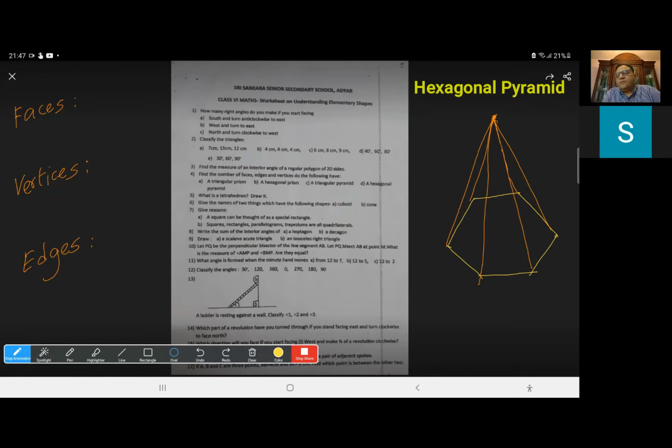How many faces? When hexagonal, one is the base, right? And because it is 6, there will be 6 vertical triangles. Do you see that? So faces will be 1 plus 6, which is 7. So that way it becomes easier for us to calculate. How many vertices? 6 at the base plus 1, right? So always 1 on the top and 6 on the base. Vertices is also 7. How many edges? 6 on the base and 6 connecting, right? So 6 plus 6, which is 12.